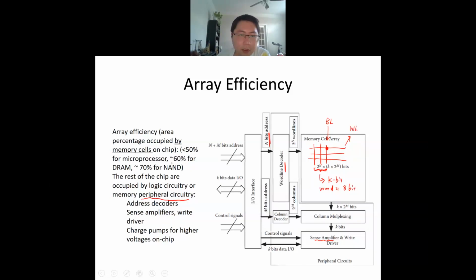And for the caches on the processor, the array efficiency is typically low, less than 50%. With DRAM, it's like 60%, and for the NAND flash, it's about 70%. So this is the typical array efficiency.